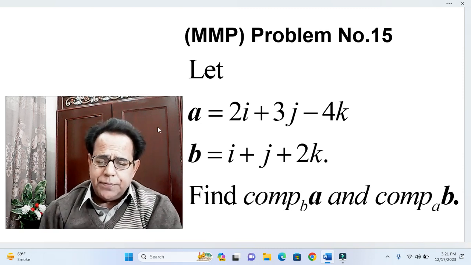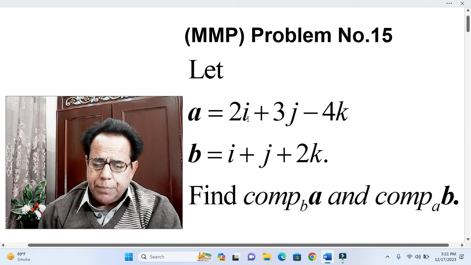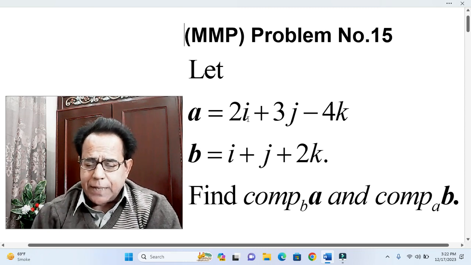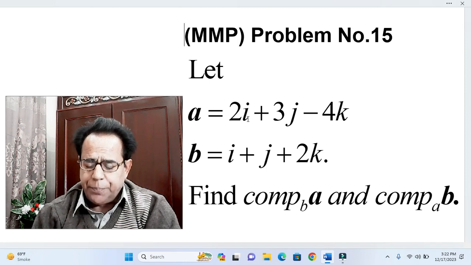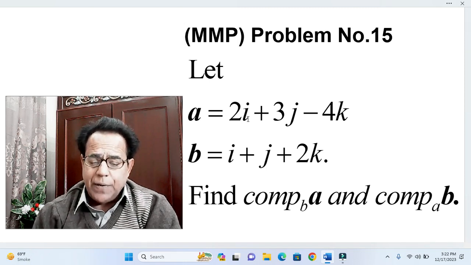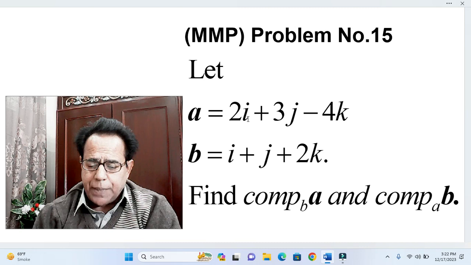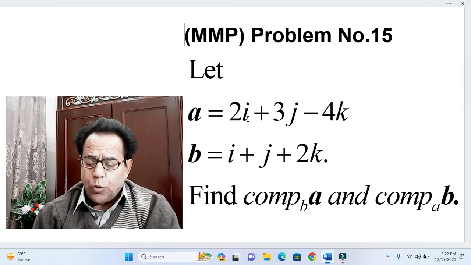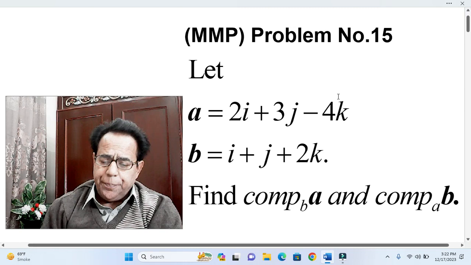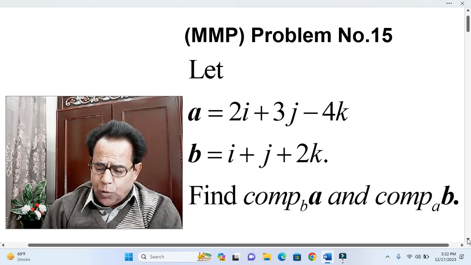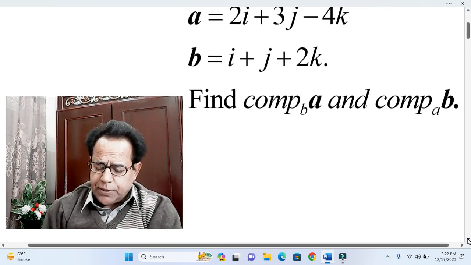Mathematical methods in physics, MMP problem number 15. Let vector a be equal to 2i plus 3j minus 4k while vector b is equal to i plus j plus 2k. Find the component of b on a and the component of a on b. Okay, dear students, now we are going to its solution.